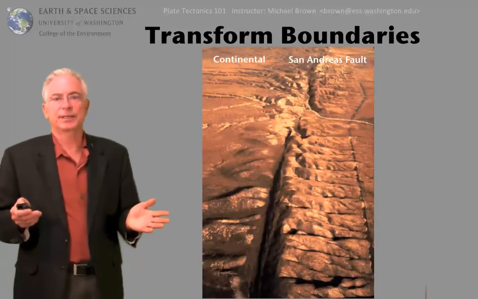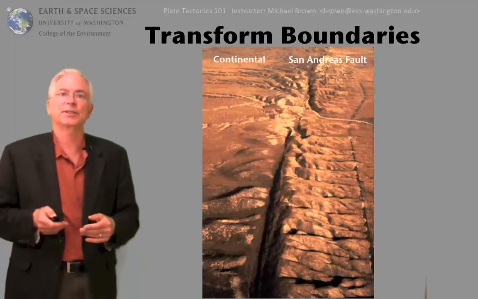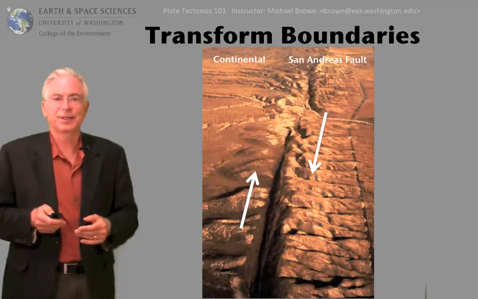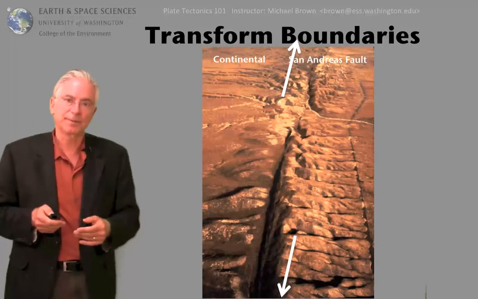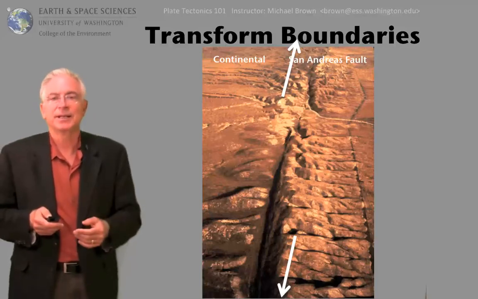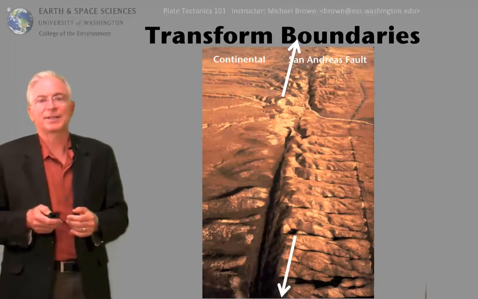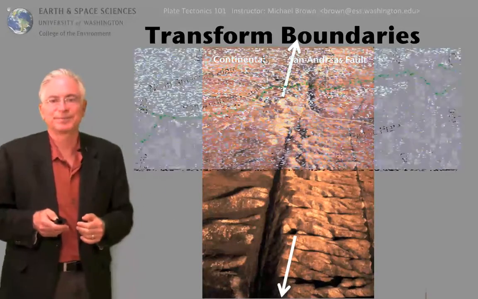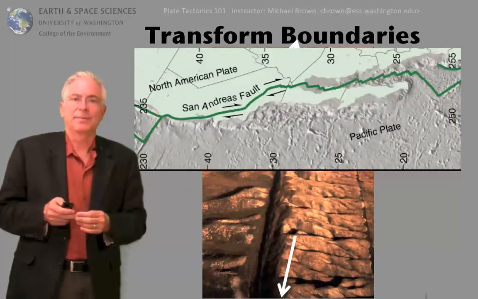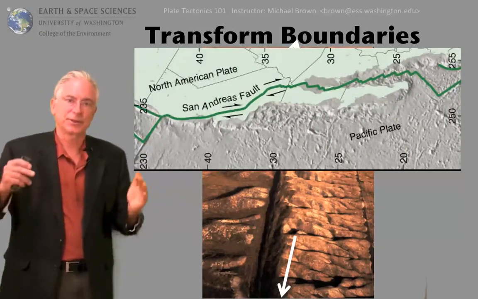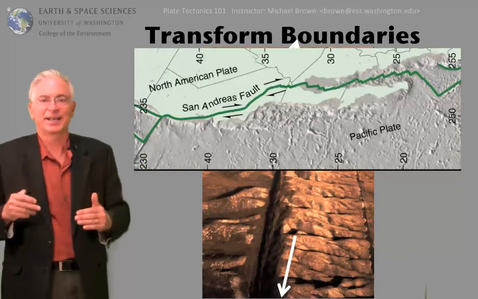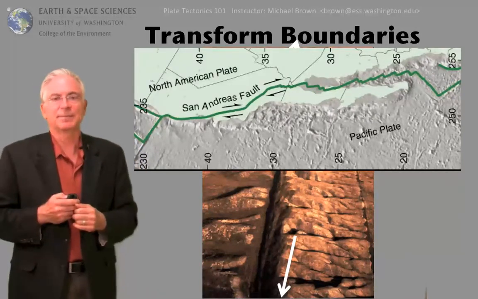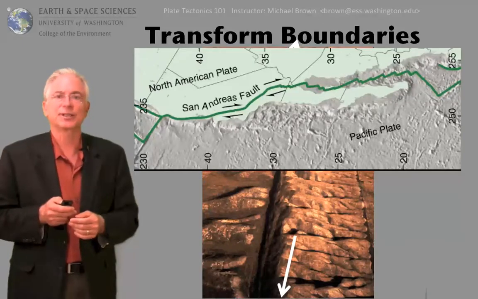A transform boundary in a continental region looks like this. Here's the San Andreas Fault, just north of Los Angeles. The relative motion is as shown by the arrows. You can see the displaced stream that simply is being carried up in this photograph as the left side moves upwards. So here's a map section of the San Andreas Fault. You see North America on the uphill side and the Pacific Ocean on the bottom. The Pacific Ocean relative to North America is side by side along the San Andreas Fault.